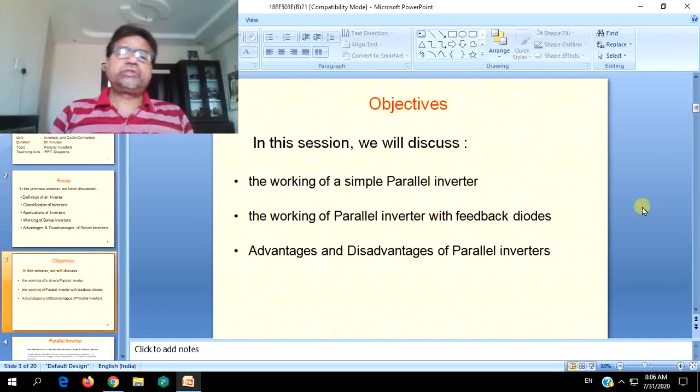So the objectives of this discussion are the working of a simple parallel inverter with a simple resistive load. Next, working of parallel inverter with feedback diodes which are a must to shape the waveform when the load is inductive, and then the advantages and disadvantages of parallel inverters.